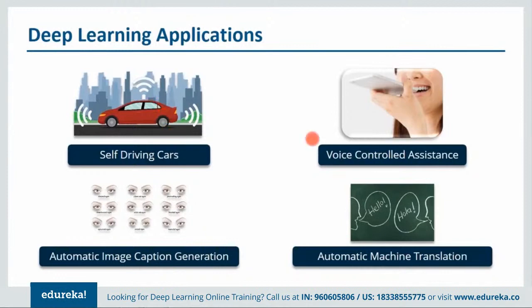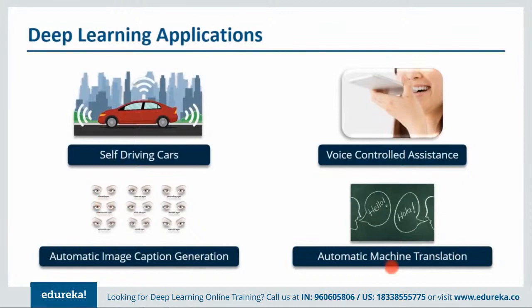Then when we talk about voice control assistants, I'm pretty sure you must have heard about Siri. All the iPhone users know about Siri, right? So you can tell Siri whatever you want to do. It'll search it for you and display it for you. Then when we talk about automatic image caption generation, whatever image you upload, the algorithm is such that it will generate the caption accordingly. So for example, if you have blue colored eyes, it will display a blue colored eye caption at the bottom of the image.